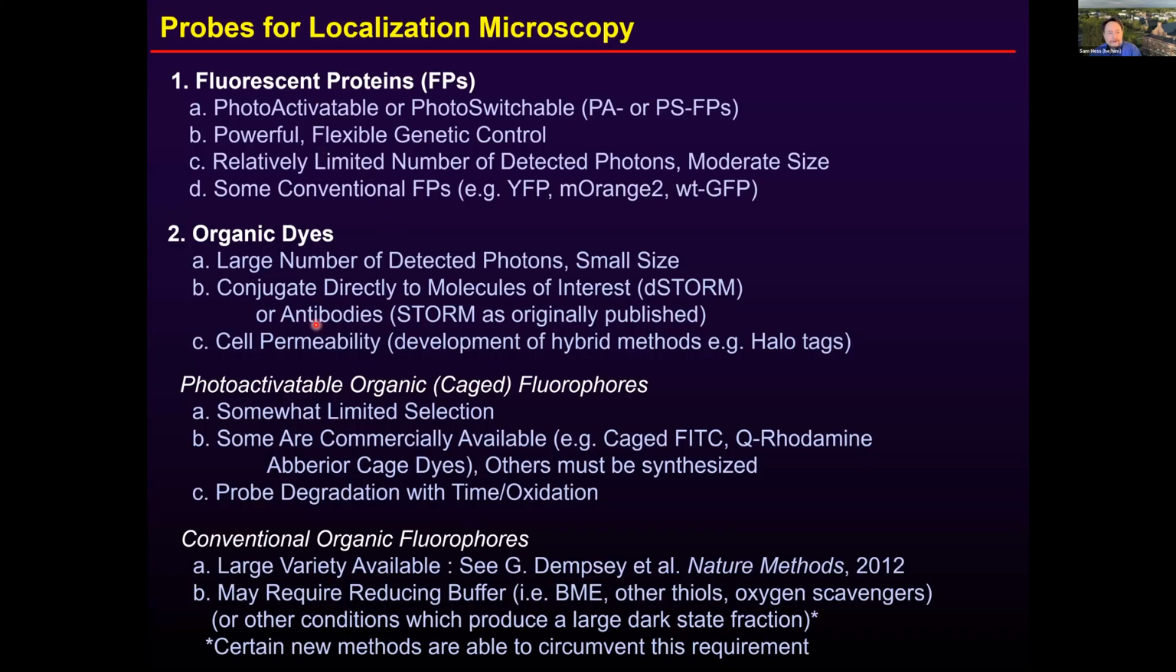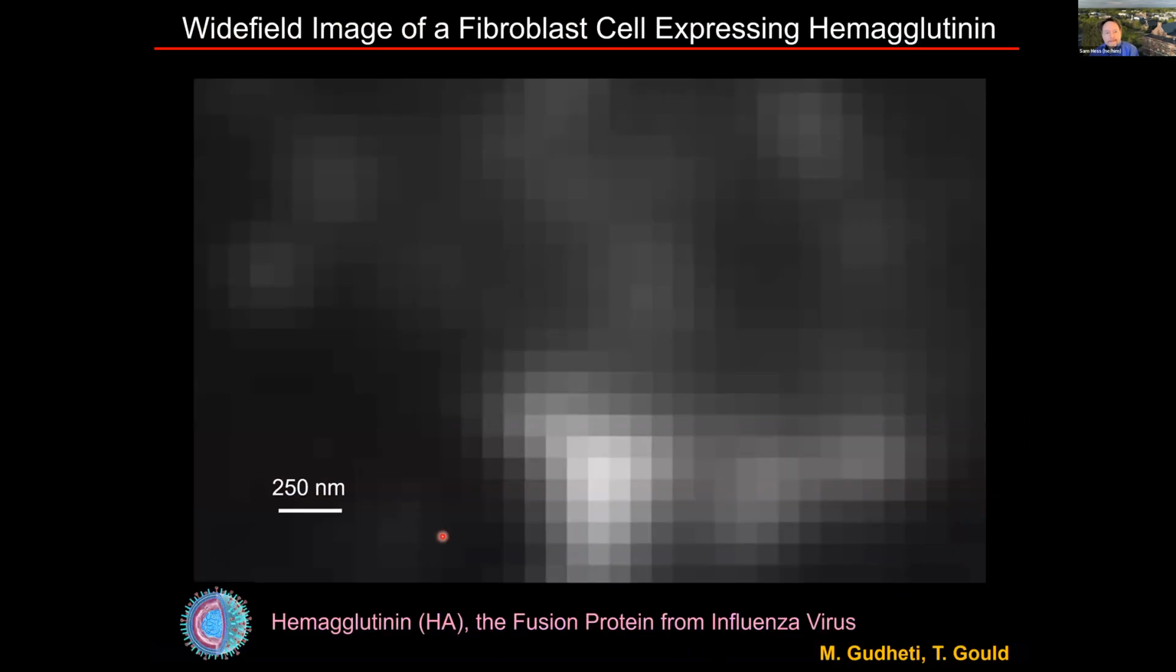There are a variety of different kinds of fluorophores. I talked about fluorescent proteins. Those were some of the first used, and they have this wonderful genetic control. You can attach them genetically to a protein of interest. But organic dyes have advantages too: large numbers of detected photons, smaller size in comparison to an FP, and the ability to conjugate directly to a molecule of interest. And then within those organic dyes, you can use photoactivatable or caged versions, or redox buffer can be used, and conventional fluorophores can be used.